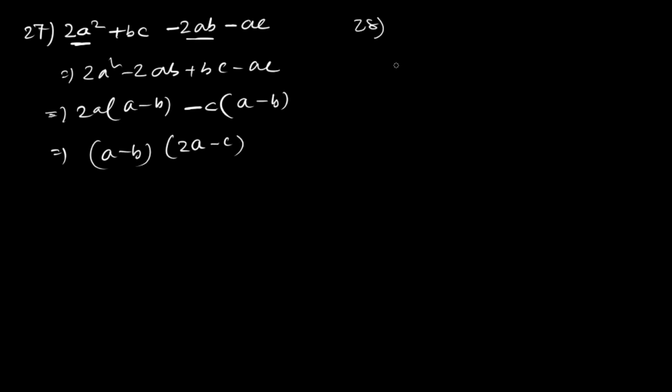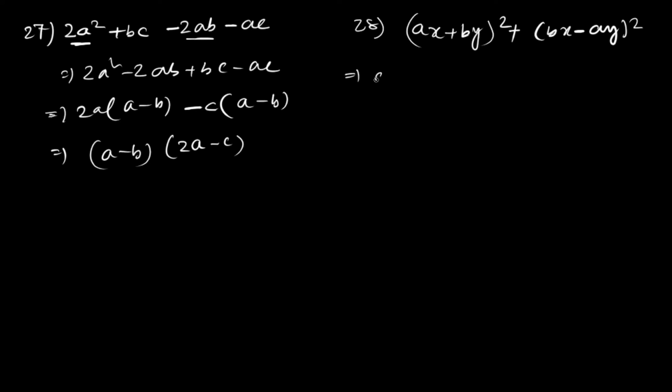28. ax plus by whole square plus bx minus ay whole square. It's given ax plus by whole square plus bx minus ay whole square. Okay, first of all we can see that in this position it's impossible to go for the factorization, so we have to use the square formula.